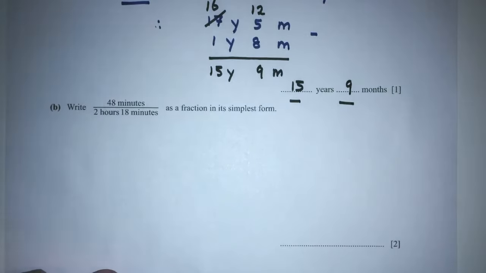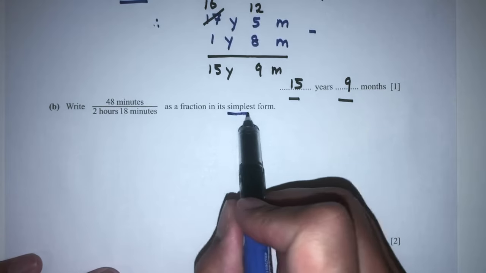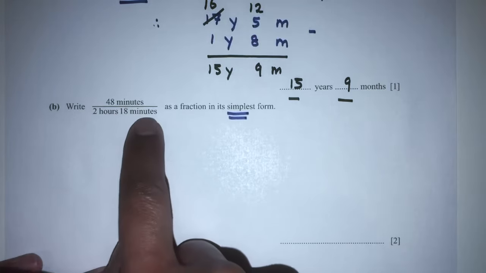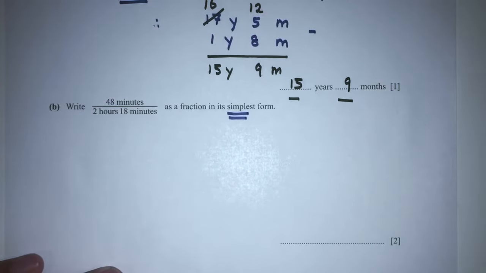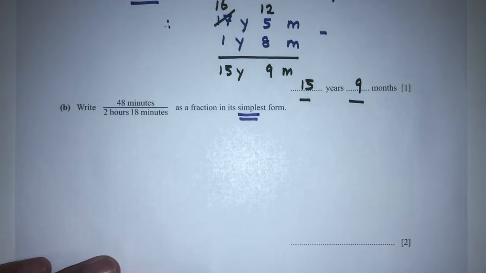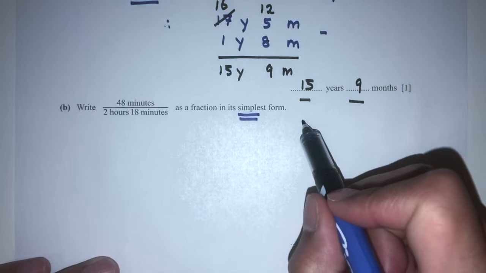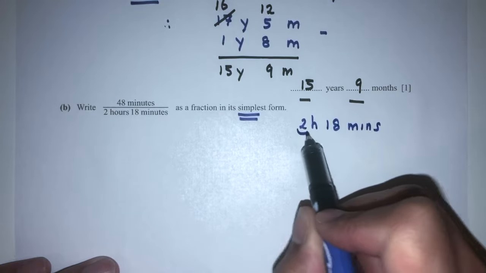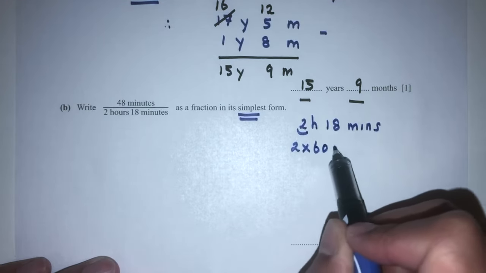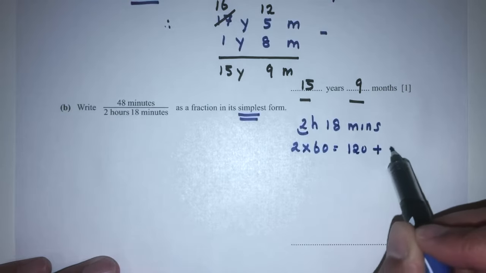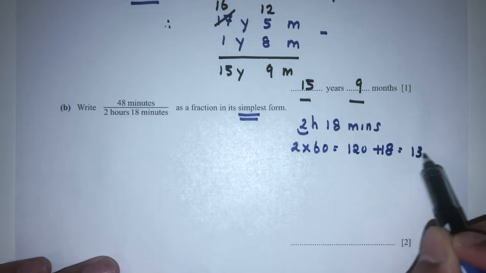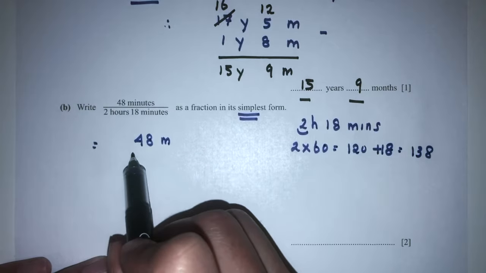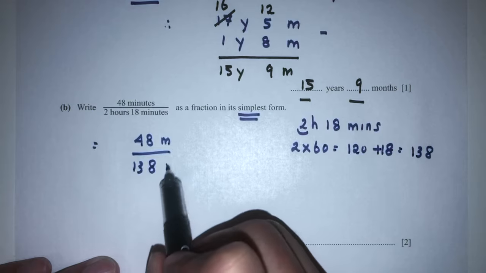Now for part B, we have to write down as a fraction in its simplest form. Because we have minutes here, and here we have hours, we cannot simplify yet. We have to convert them to the same thing. So let me just convert the hours to minutes. Here we have 2 hours, which is 2 times 60, that will be 120, plus 18, that will be 138 minutes. That will be 48 minutes over 138 minutes.